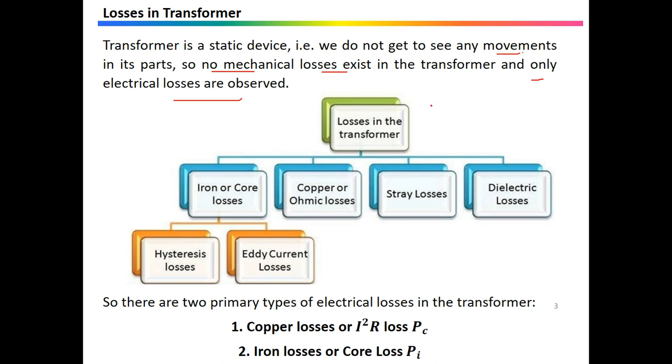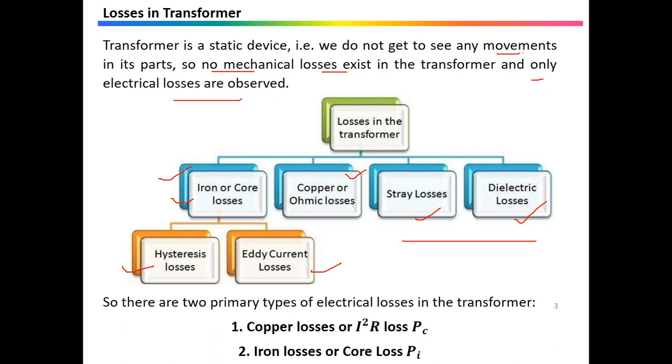From this classified figure, you can understand that losses in transformers are of many types. They contain the iron losses and the copper losses. Two more losses are shown here: stray losses and dielectric losses. However, the magnitude of these two losses in comparison to the first two is very small, so generally they are not studied in detail. Further, the iron or core losses can be divided into hysteresis losses as well as eddy current losses.